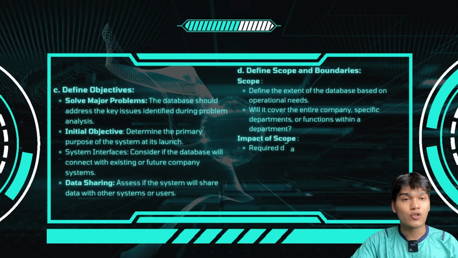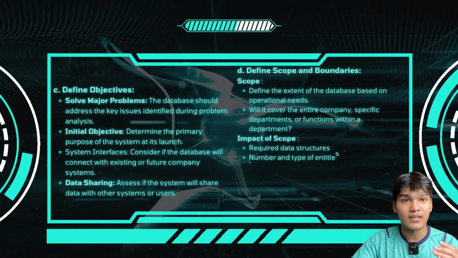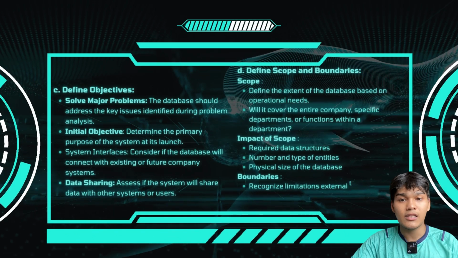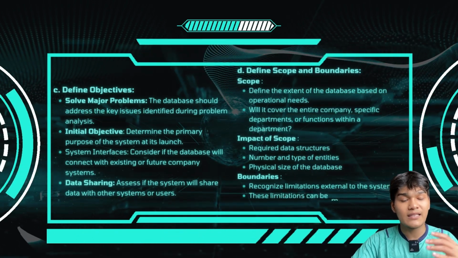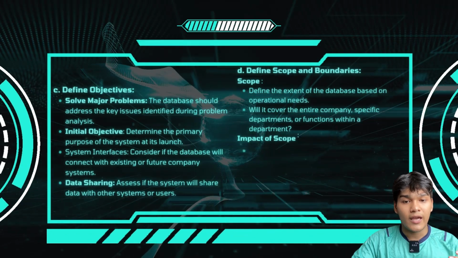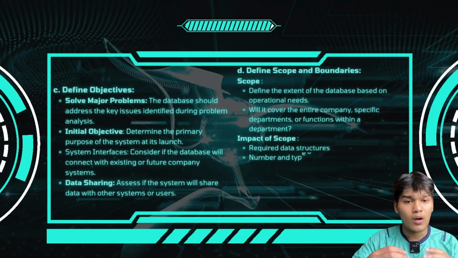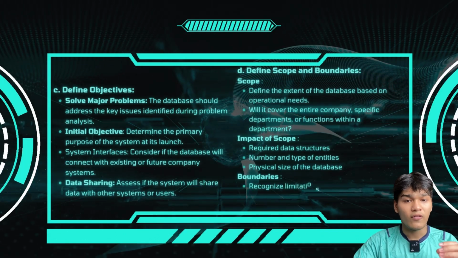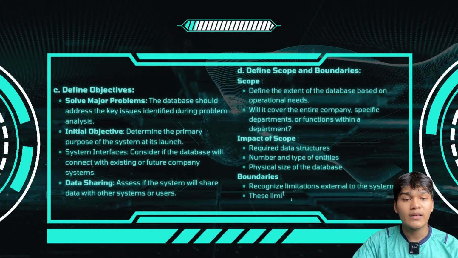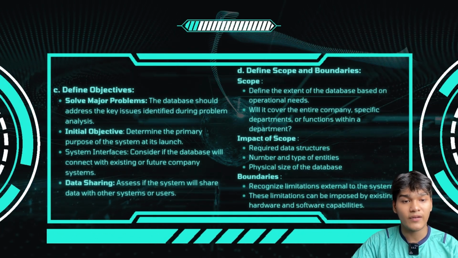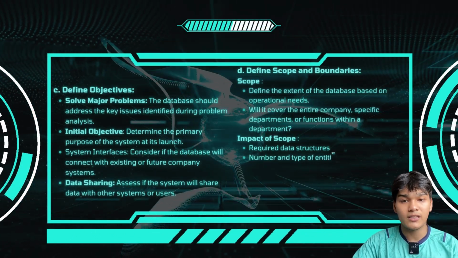D. Define scope and boundaries. The designer must recognize the existence of two sets of limits, scope and boundaries. The system scope defines the extent of the design according to operational requirements. Will the database design encompass the entire organization, one or more departments within the organization, or one or more functions of a single department? Knowing the scope helps in defining the required data structure, the type and number of entities, the physical size of the database, and so on.